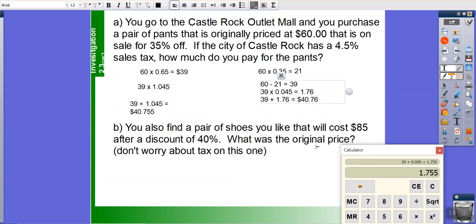All right, so you also find a pair of shoes. Oh, I love shoes, especially when it's cold out, so my feet don't get cold.